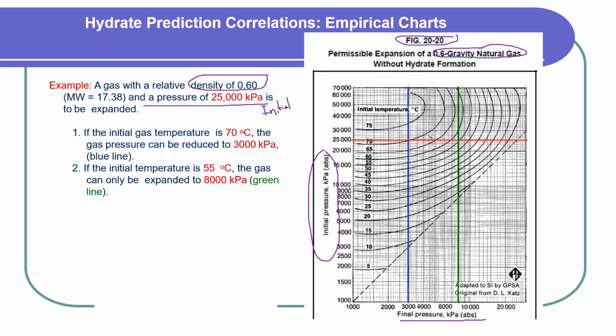Okay, so this means that if the initial temperature of the gas was 70 degrees Celsius, I'm going to look at where the 70 degrees Celsius is. I'm going to draw it now, let me choose the color. So this is the 70 degrees Celsius, this is the 70 degrees Fahrenheit.